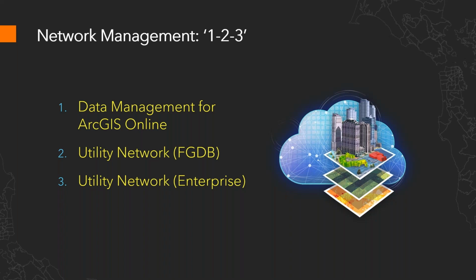So for some folks, if they have no information digitized, no data available, getting started with step number 1 is a really easy first approach to just start getting information digitized in a spatial format. The number 2 is getting the utility network loaded into a file geodatabase.